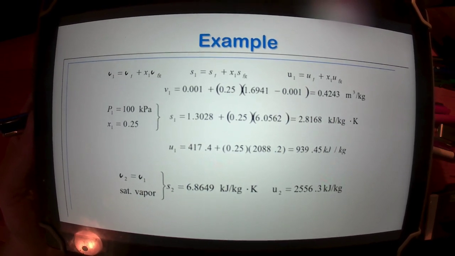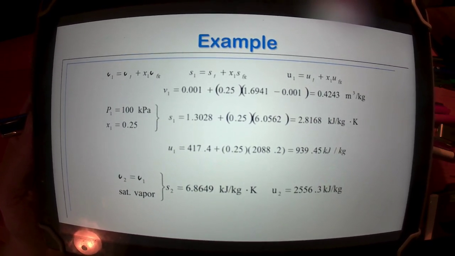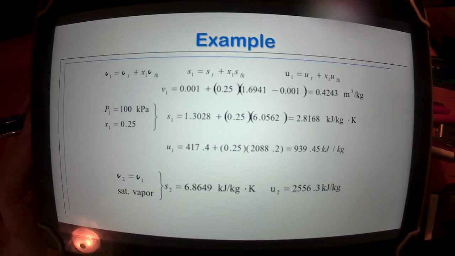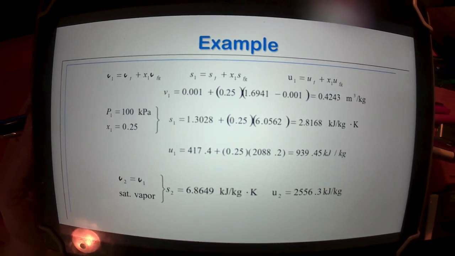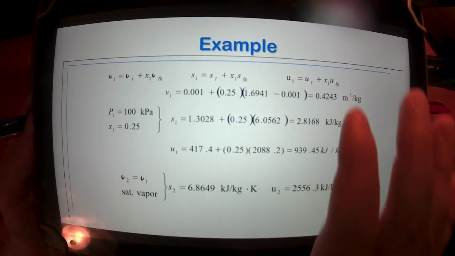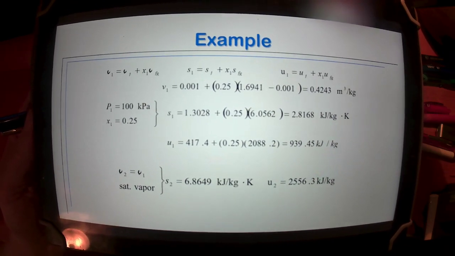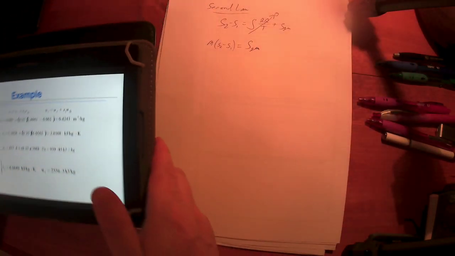What do we do then with this second one? Well, did you find the second one? That's a little more challenging, right? We know V2 is equal to V1. We know it's saturated vapor. So how the heck do we find this? Well, let's go look.